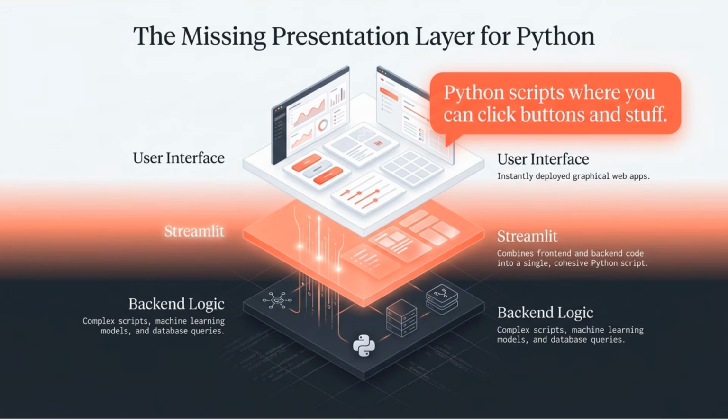Think of Streamlit as the missing presentation layer for Python. Your backend logic stays where it belongs. Data loading, transformations, models, charts, API calls, and decisions. Streamlit adds the user interface layer on top with widgets, layout primitives, and automatic reruns. A slider can become an input. A data frame can become an interactive table. A chart can become a live visual. The code is still Python, but the audience no longer has to think like a Python developer to use it.